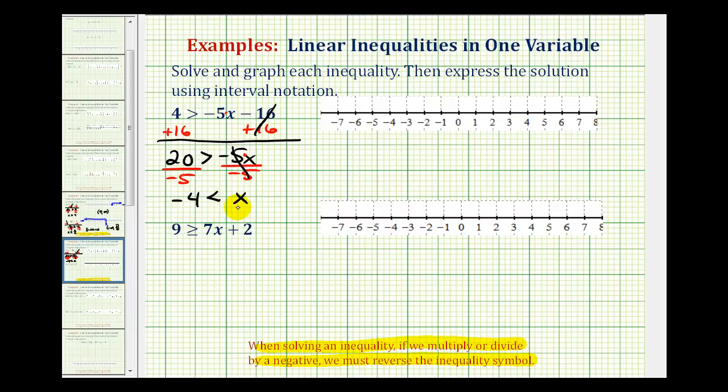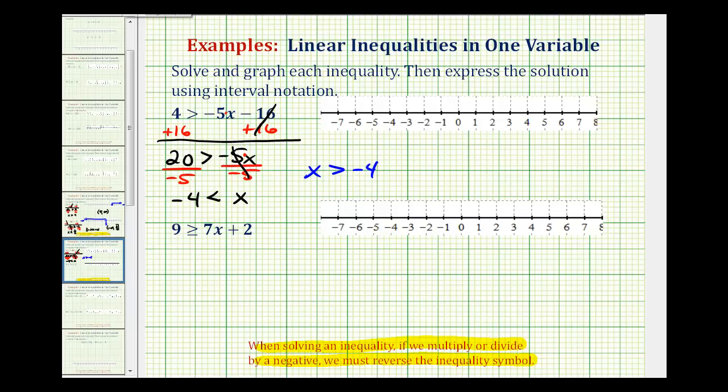So we can reverse the order here as long as we also reverse the inequality symbol. So negative 4 less than x is equivalent to x greater than negative 4. Notice in both cases the inequality symbol is pointing toward the negative 4 and open toward the x. So these two are equivalent. This is just a more common way to express the solution.